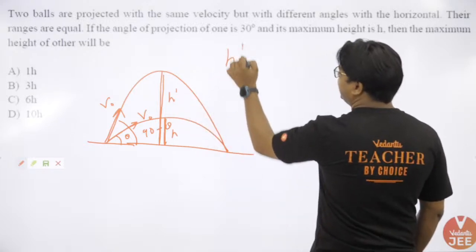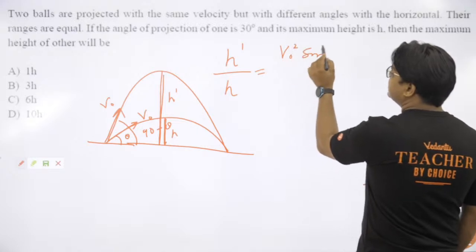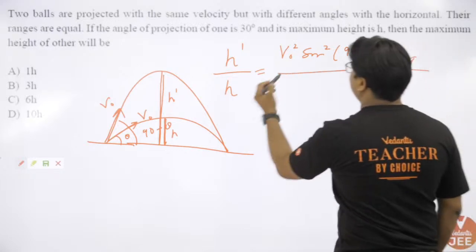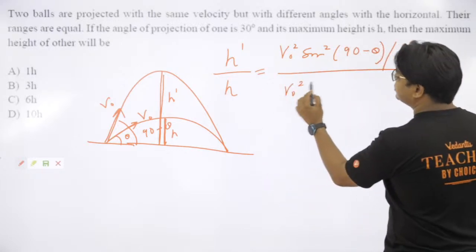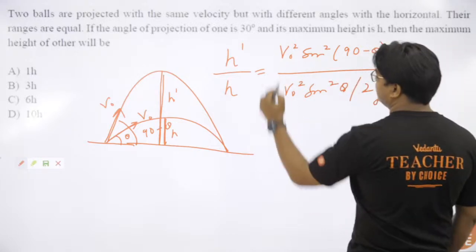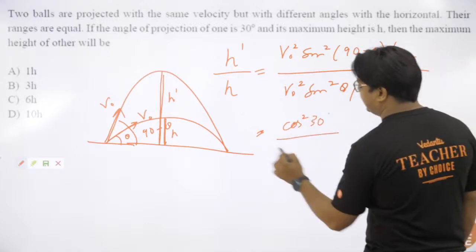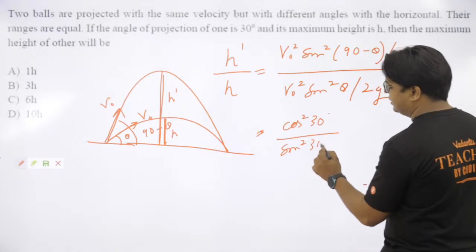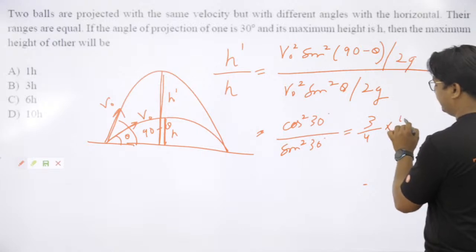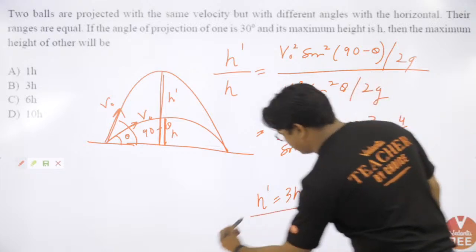So I'm going to write h prime by h is equal to v naught square sine square (90 minus theta) by 2g. That's the formula for height, divided by v naught square sine square theta by 2g, and theta is 30 degrees here. So we lose everything apart from cos square 30 degrees divided by sine square 30 degrees. So cos square 30 is 3 by 4, sine square 30 is 1 by 4, so 3. So h prime will be equal to 3h. This is what we are going to get.